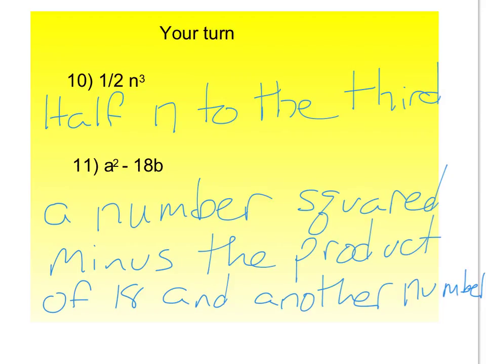Okay, so again, hopefully you hit pause and didn't just jump to the answers, and you have half n, or you could say half a number, to the third power. And again, more than one way to do this. The second example here, I said a number squared minus the product of 18 and another number. You may have chosen a different way of saying this, and that would be just fine.